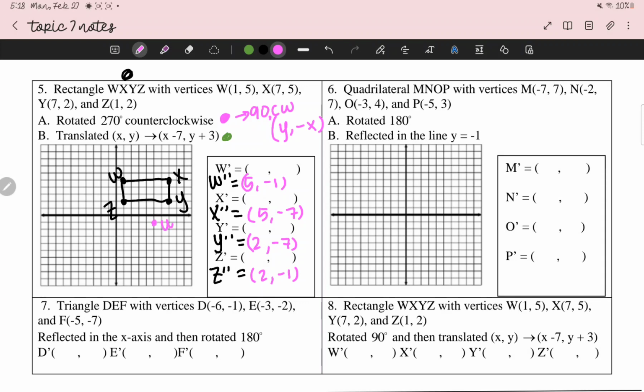5, -1 is W prime. Oopsie, I did it the wrong way again. Okay, the next one's going to be 5, -7, and that is X prime. And I'm just going to call it prime prime like I wrote. The next one's going to be 2, -7, is Y prime. And I'm not going to call it that because it's not right. I just wrote these wrong.